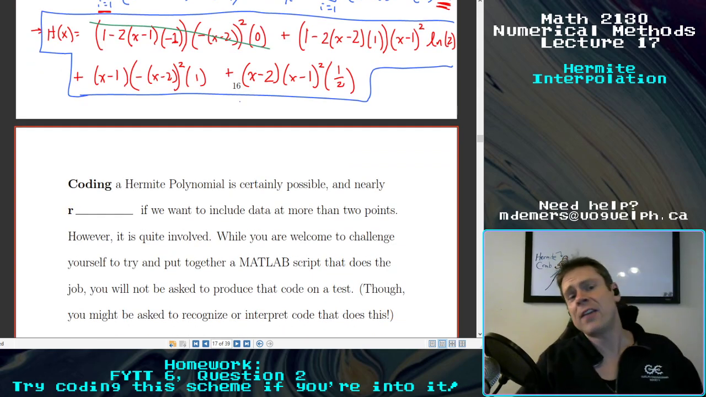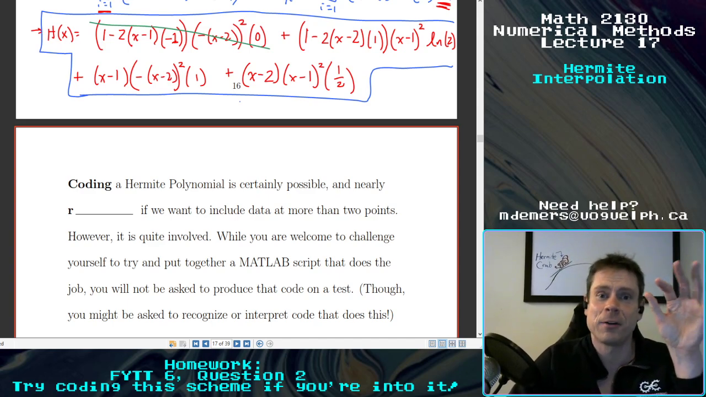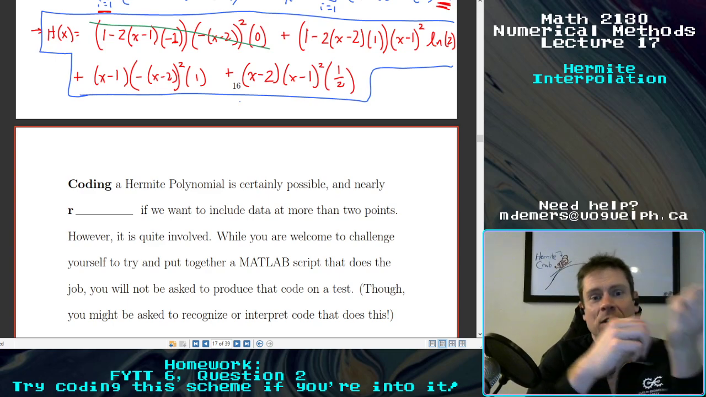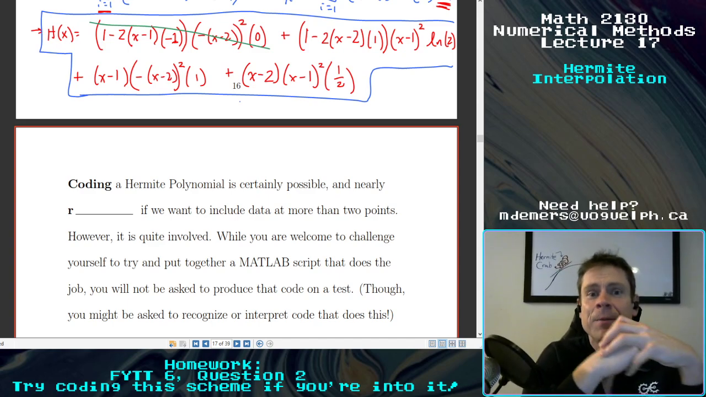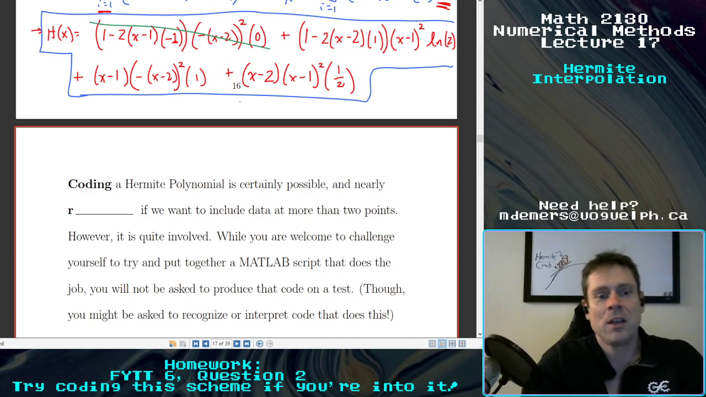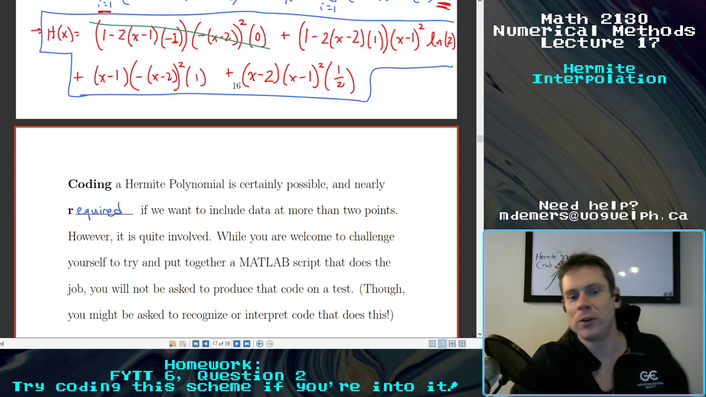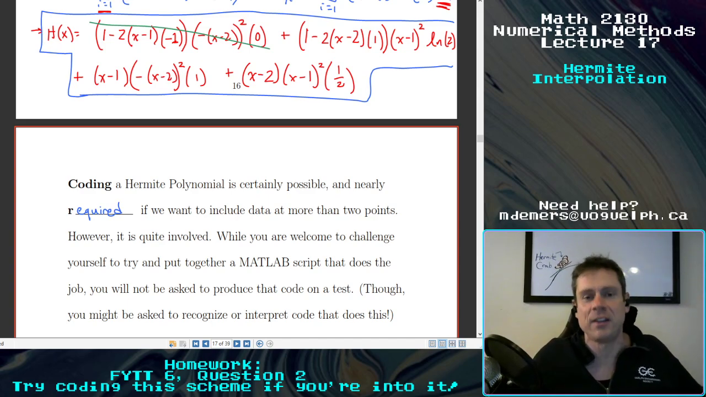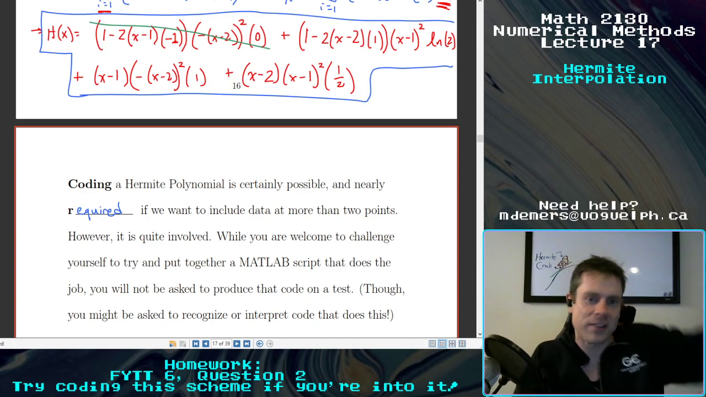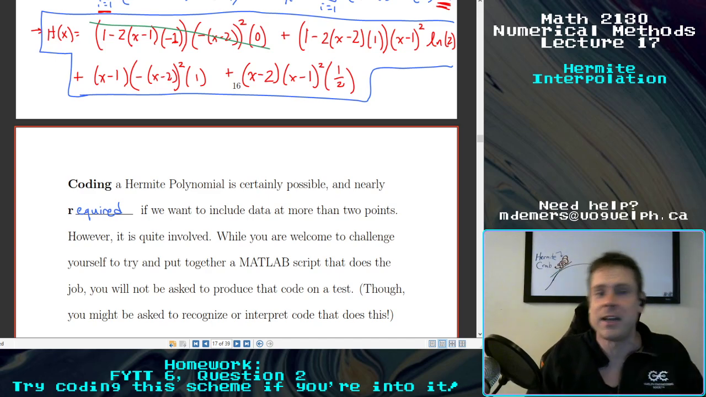Okay, so the last question, as I said, just a couple of sentences here. Coding Hermite seems like a nightmare, right? You need to be able to find a way to code each of those basis functions, and then to be able to call them and include them within each of those terms as necessary. Coding a Hermite polynomial, though, is nearly required if you want to include data at more than 2 points. Imagine trying to do this with 3 or 4. That's crazy, right? It would take a ton of work. You'd have to take derivatives of the basis functions, and that's going to be ugly as well. It would be really nice if you had a computer to do that for you.